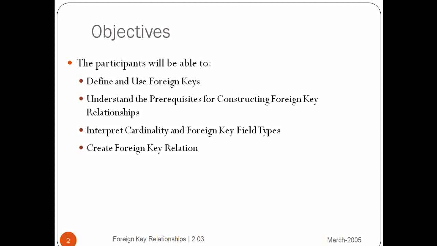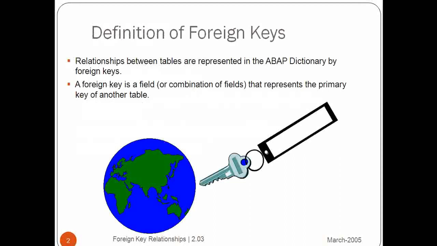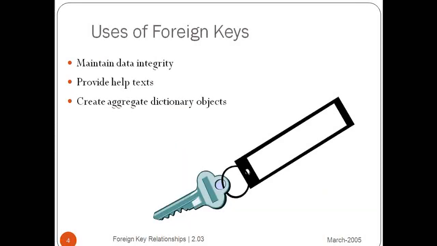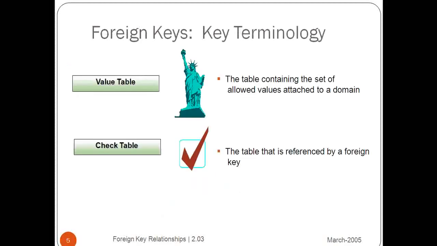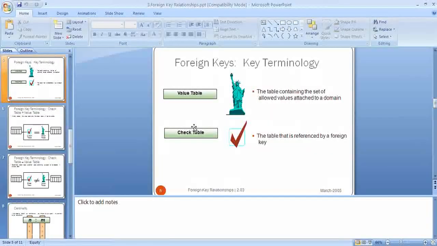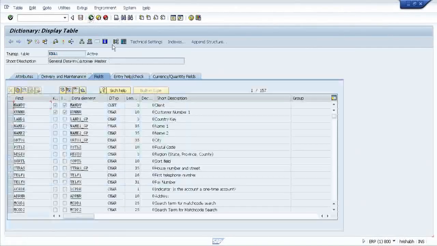What we will go through in this slide: define and use a foreign key, understand the prerequisites and construct a foreign key relationship, interpret cardinality, and create a foreign key relationship. Okay. Define foreign keys, using foreign keys. Let's go into the system. See, this is a standard one. I'll explain through the standard one only.